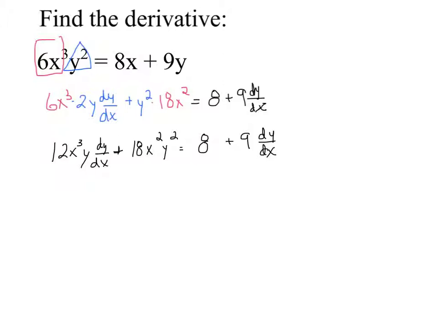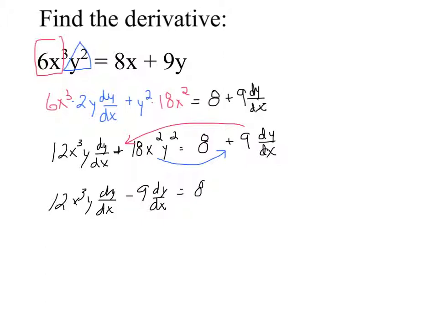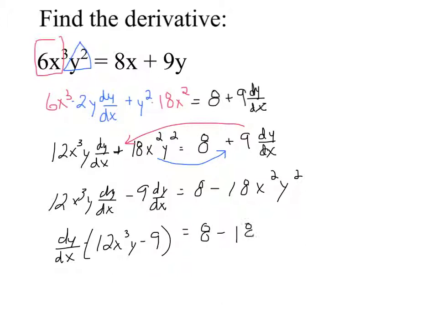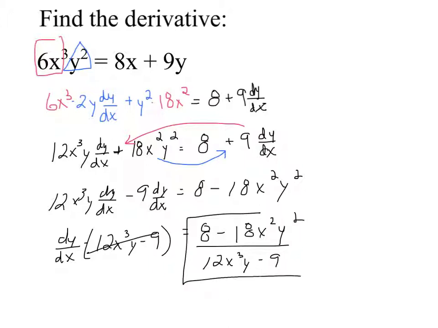So we start moving things. Let me move the dy dx stuff this way. Let me move the non-dy dx stuff this way. So I'm going to have 12x cubed y dy dx minus 9 dy dx equals 8 minus 18x squared y squared. I'll factor a dy dx out. 12x cubed y minus 9 left. Divide both sides. And there is my derivative.